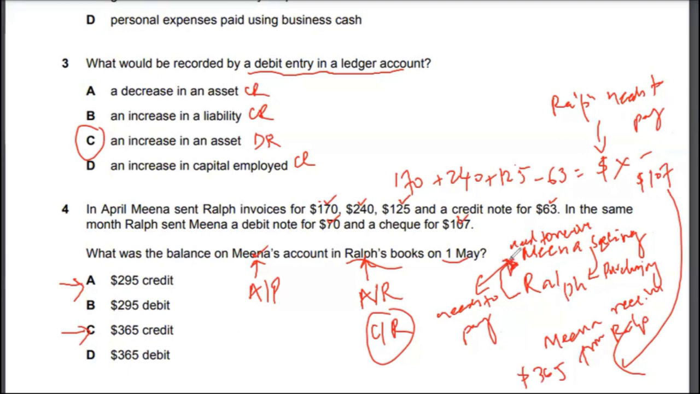So again, you have to identify which party is the accounts receivable and which is the accounts payable, and then simply do the maths, and you will have the correct answer. In this case, the 50-50 would be between option A and option C. But because I have done the maths on my calculator, the correct answer should be option C, 365 credit. It's credit because Ralph needs to pay Mina, and the question is asking what would be the balance in Ralph's book. So the correct answer to multiple choice 4 would be option C.